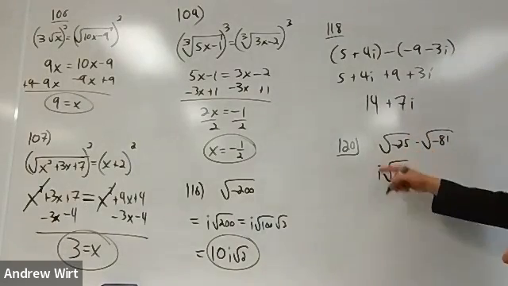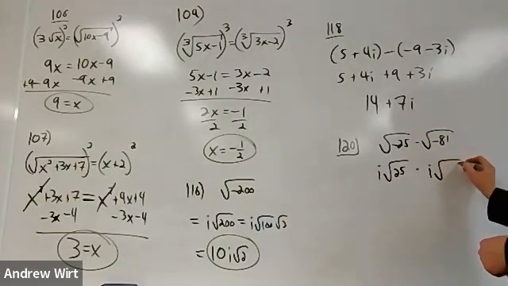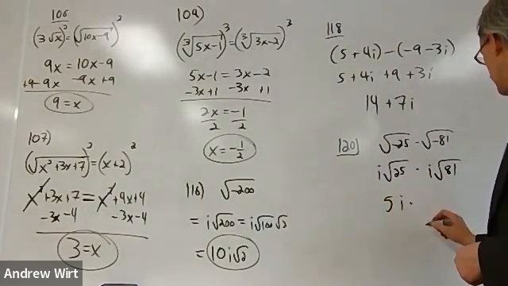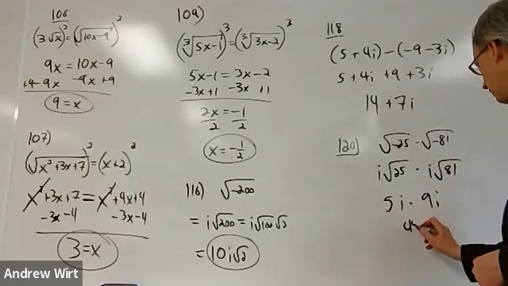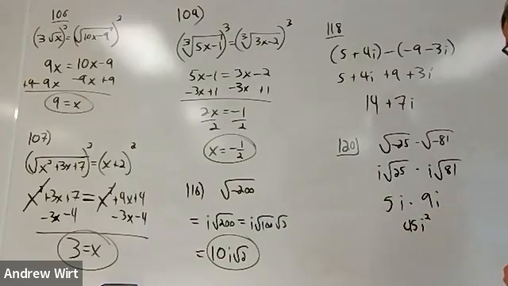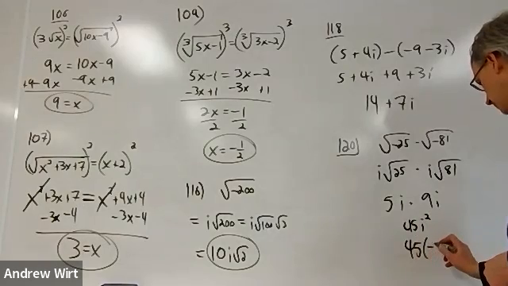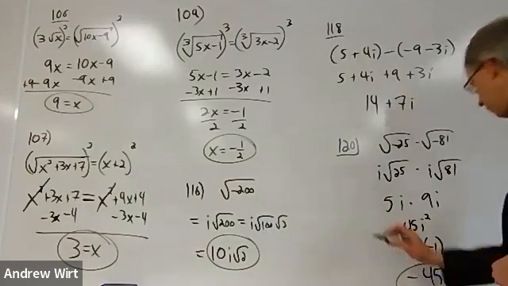Remove that negative, turn that into i times square root of 25 times i times square root of 81. Now we can evaluate both of these. So that's 5i times 9i. And multiply it out and we get 45i squared. Now i squared is -1. So that's 45 times -1, or negative 45.